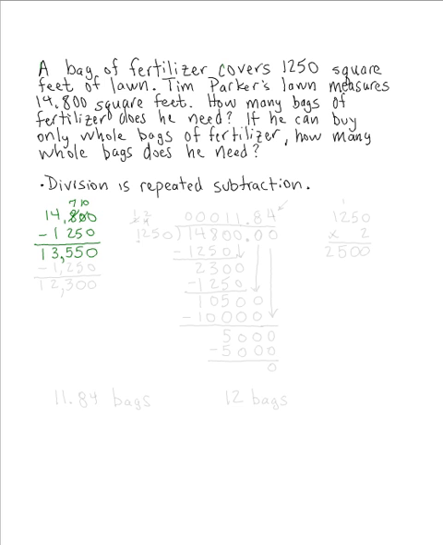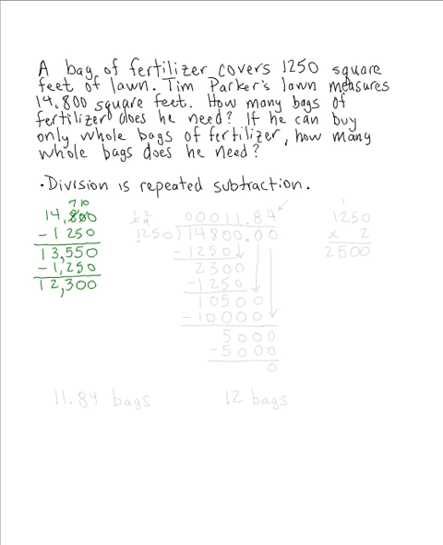We can repeat this process. So let's go ahead and do it one more time. We'll apply one more bag of fertilizer, and therefore we're going to subtract 1,250 again. 0 minus 0 is 0. 5 minus 5 is 0. 5 minus 2 is 3. 3 minus 1 is 2. And 1 minus 0 is 1. Okay, so we started with 14,800 square feet of unfertilized lawn. We applied 2 bags of fertilizer, and now we're left with 12,300 square feet of unfertilized lawn.